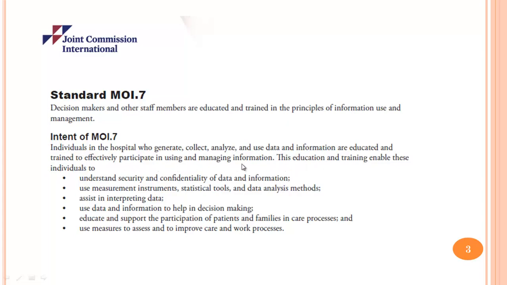This education and training enable these individuals to first understand security and confidentiality of data and information, use measurement instruments, statistical tools and data analysis methods, assist in interpreting data, use data and information to help in decision making, educate and support the participation of patients and families in the care process, and use measures to assess and improve care and work processes.